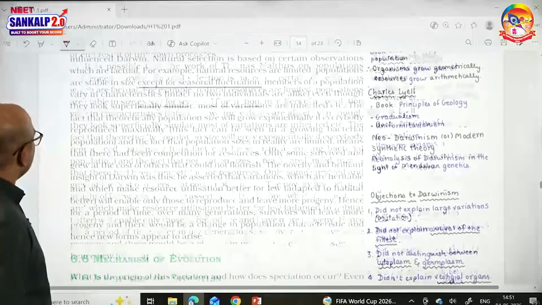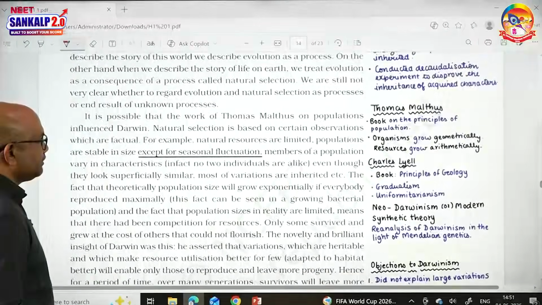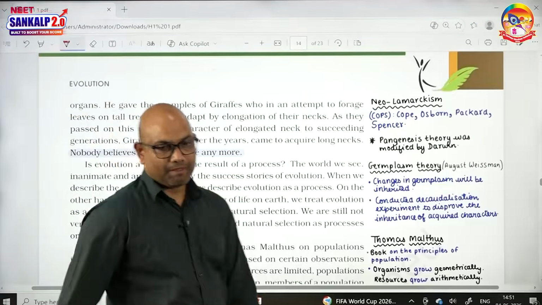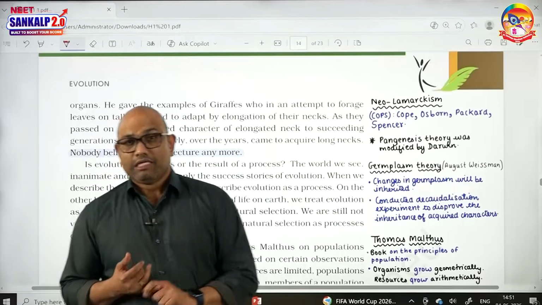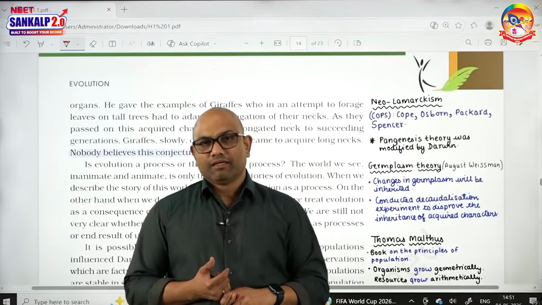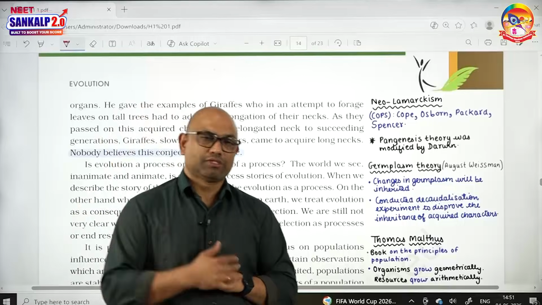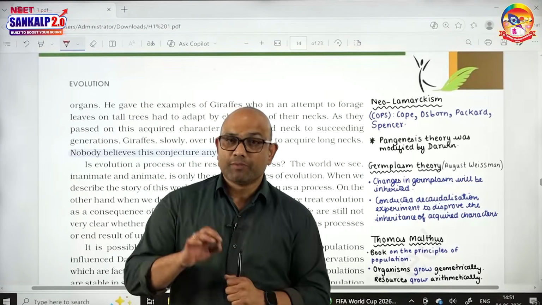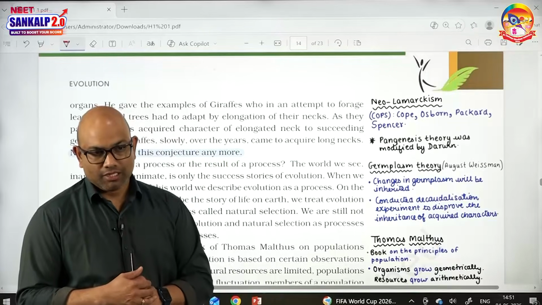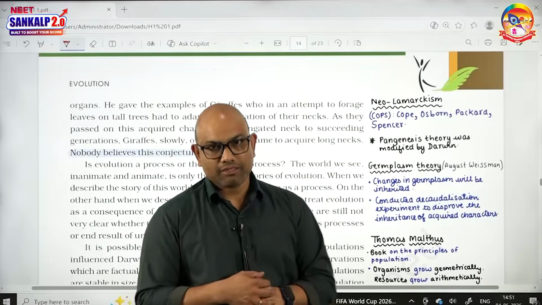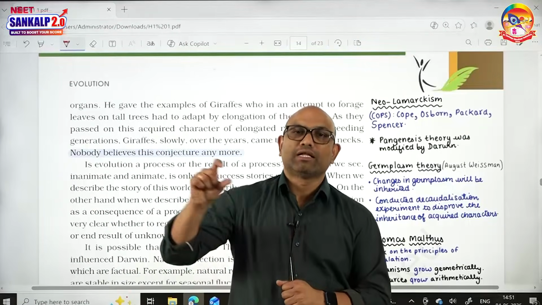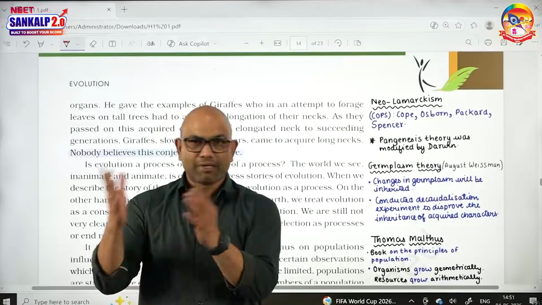So, what are the points that are explained by Darwin in his Darwinian theory? Point number 1, Darwin was influenced by a book written by Thomas Malthus. The book is On the Principles of Population. So, what did Malthus say in that book? Organisms grow geometrically, resources grow arithmetically. Yes, there is geometrical growth in organisms.